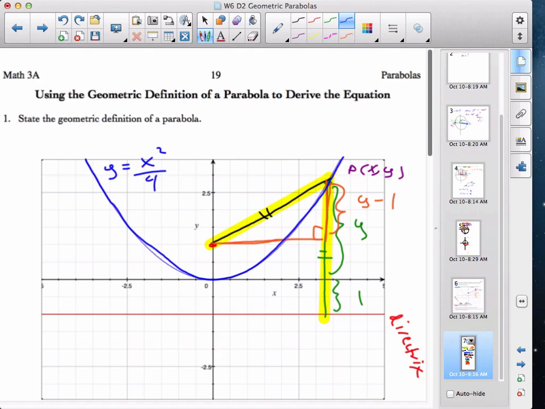Important method there, using the geometric definition of a parabola, which gives us that these two segments are equal. We find two different equations for each of them, set them equal, do a little bit of algebra, and find an equation for the parabola. Cool. Here we go.